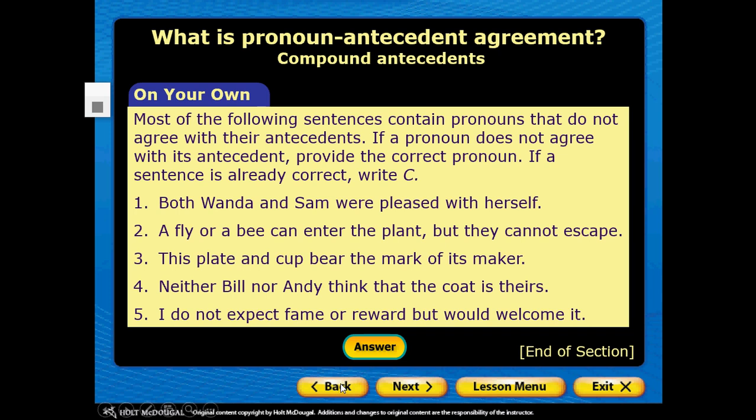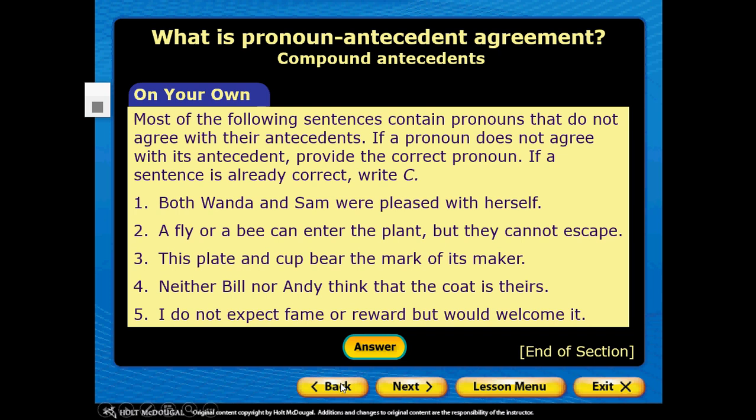Most of the following sentences contain pronouns that do not agree with their antecedents. If a pronoun does not agree with its antecedent, provide the correct pronoun. If a sentence is already correct, write C.